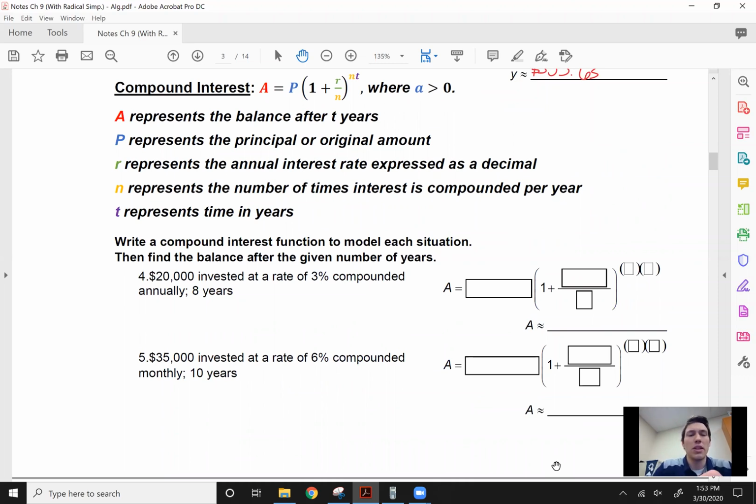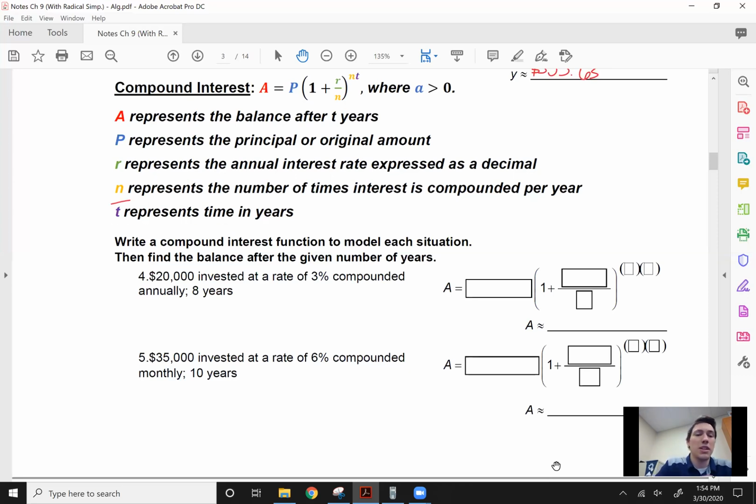So in this case, A represents the balance. So how much you've earned total. P is the principal. Principal just simply means the original amount, how much you started with. So if you invest $5,000, 5,000 is your principal. Or if you took out a loan for 5,000, that would be your principal. Either way. R represents the annual interest rate expressed as a decimal. N represents the number of times interest is compounded each year. And T represents time in years.